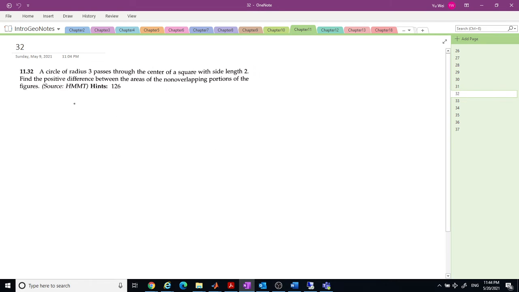So a circle of the radius 3 passes through the center of the square, okay? So we have a square with the side length of 2, but it passes through the center, so this is 1, and we have a circle of the radius of 3. This is 1 and 1, so the circle is like this.